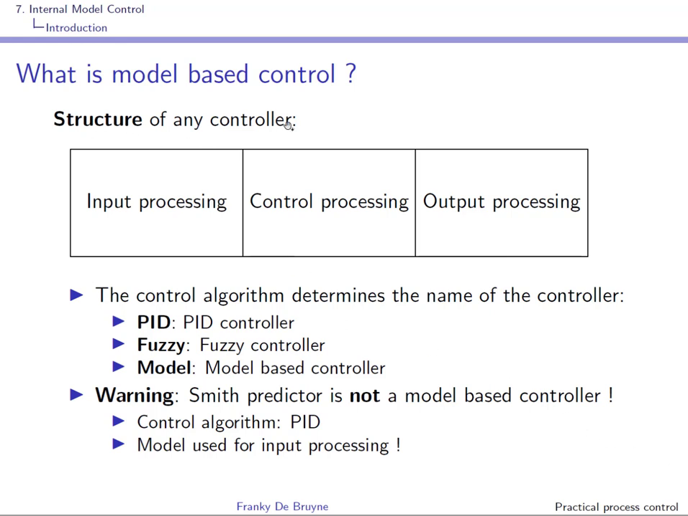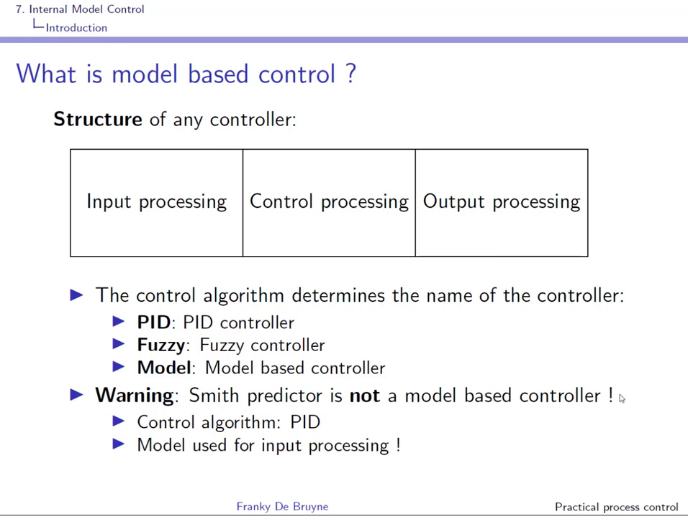back to the structure of a controller, and we remember that we have first input processing, so processing of the input information, for instance filtering, normalization and so on. Then you have the control processing, the control algorithm, and then finally output processing, so the processing of MV, for instance saturation of MV, denormalization, interlocks and so on.